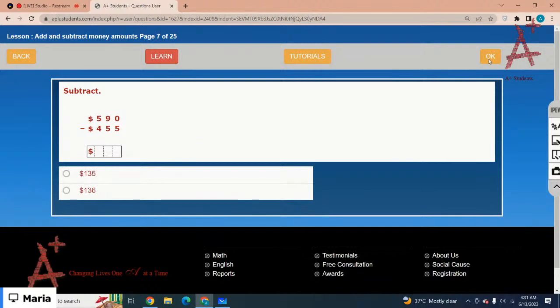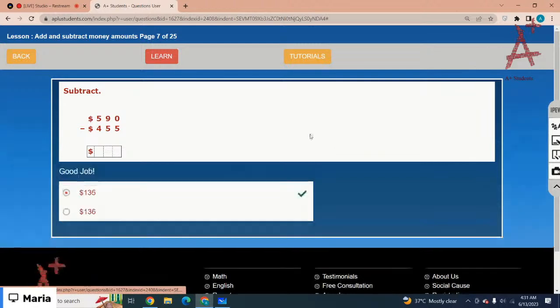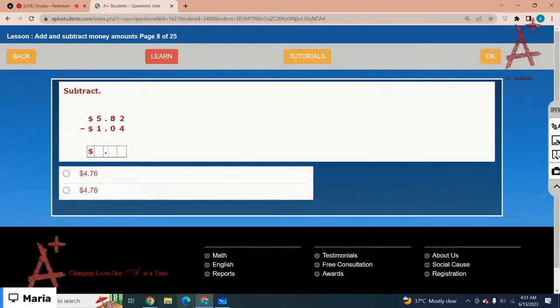Okay, subtract. So which is the correct option? So the correct option is 135. Got it? Okay, you can complete the test by yourself later today. Let me just move on to the next lesson.